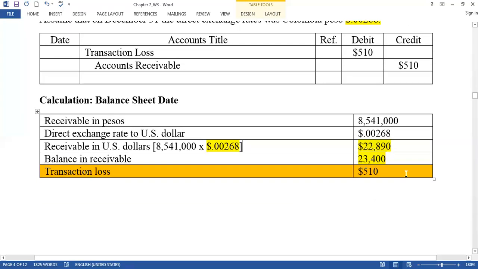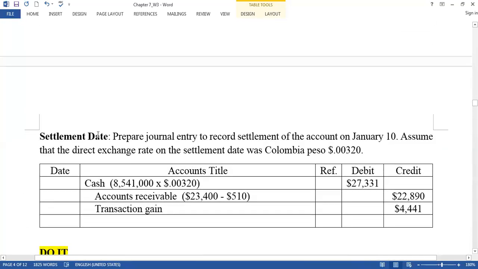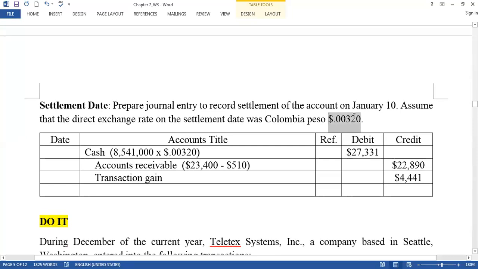But this is not the actual loss, because we have the payment date. The payment date rate may be different. Look at the settlement date or payment date. This is the payment date rate.